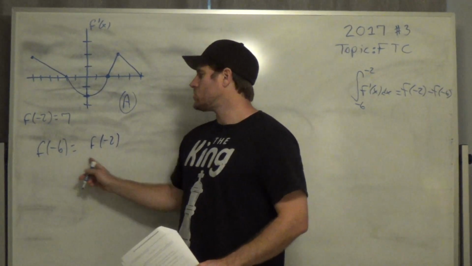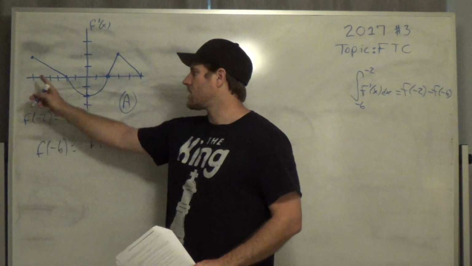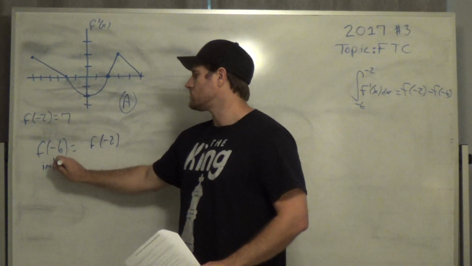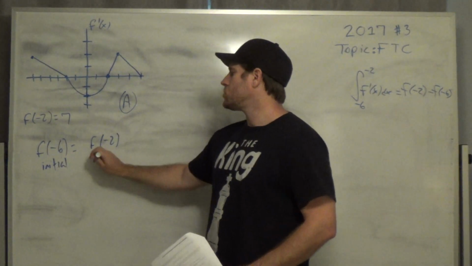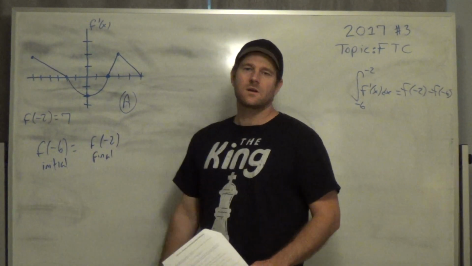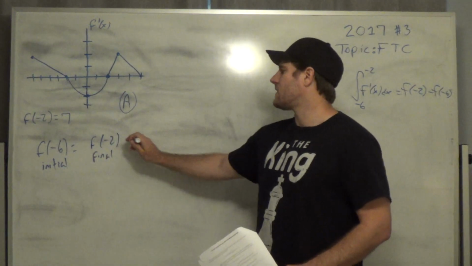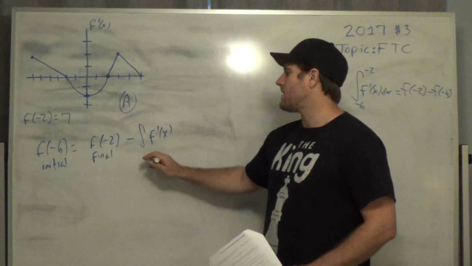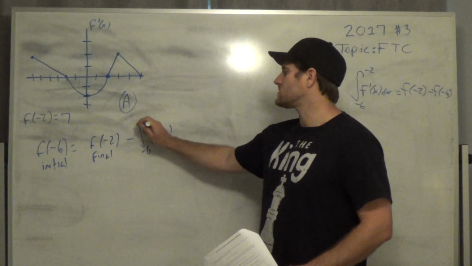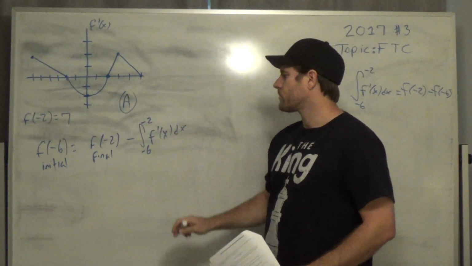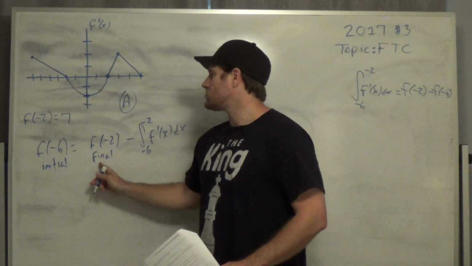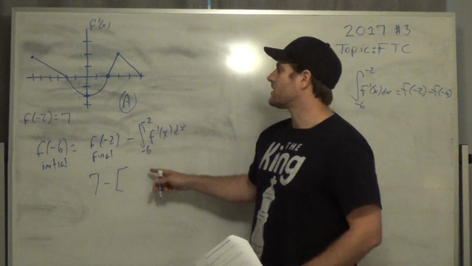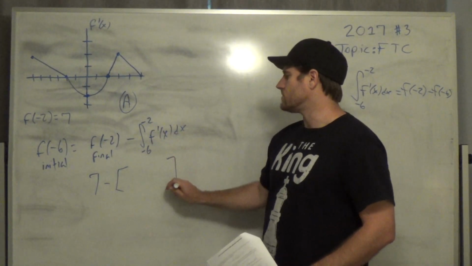Okay, so in this problem, we want to know this, and we have this. If I compare these two on a number line, -6 comes before -2. So -6 would be considered the initial, and -2 would be our final. So if we're using our nice little shortcut, initial is the final minus the net change. So we need to know what's the area underneath f prime x from -6 to -2. So here, f of -2, again, is the 7, minus, and I need the area from -6 to -2.